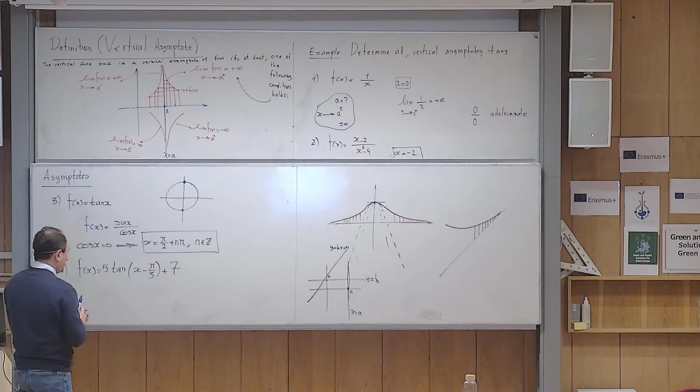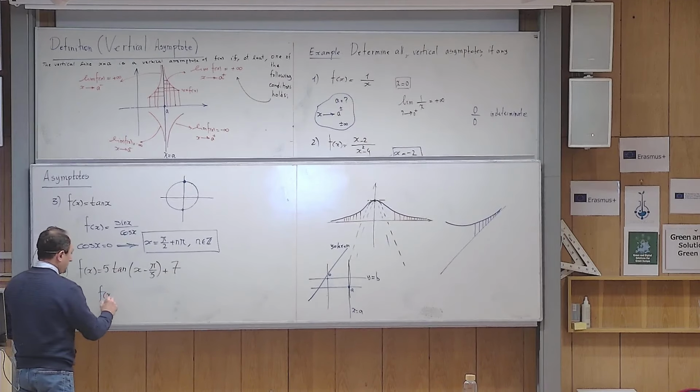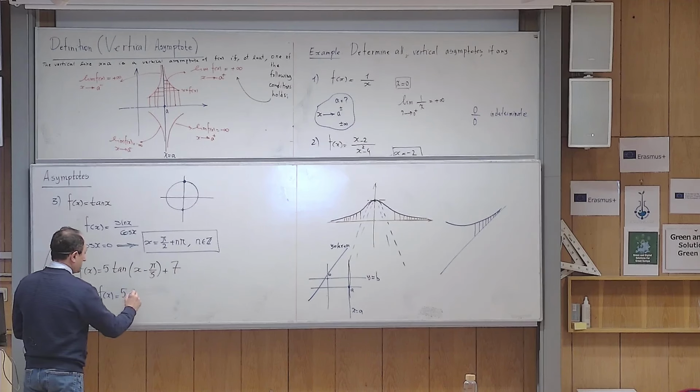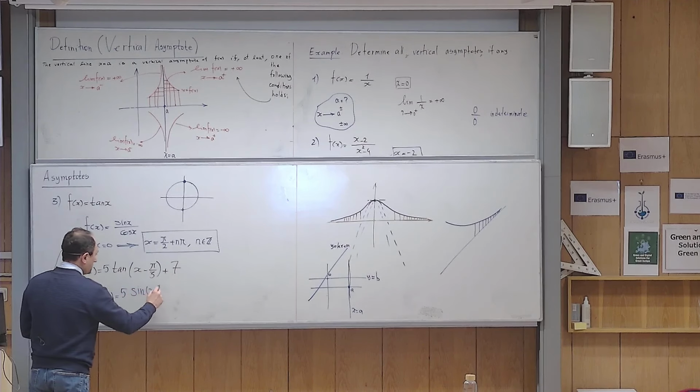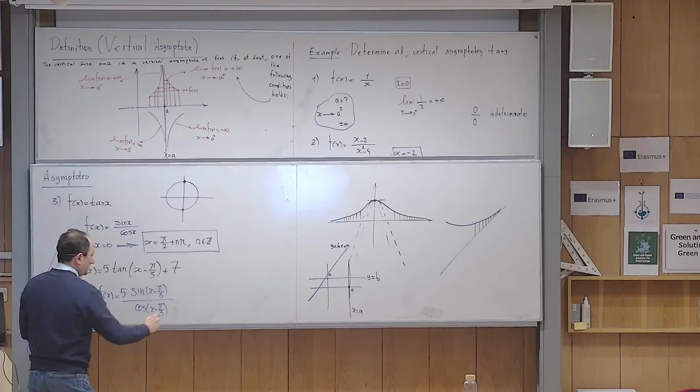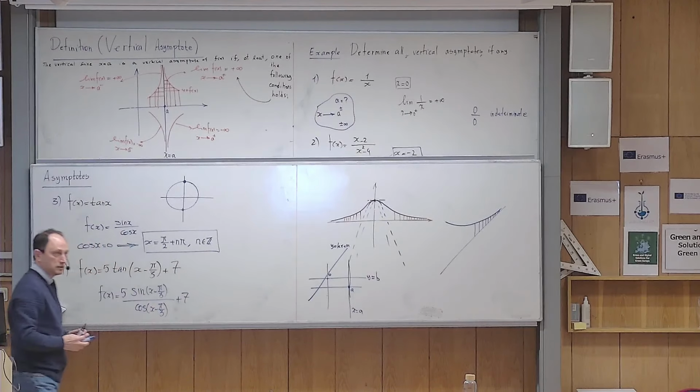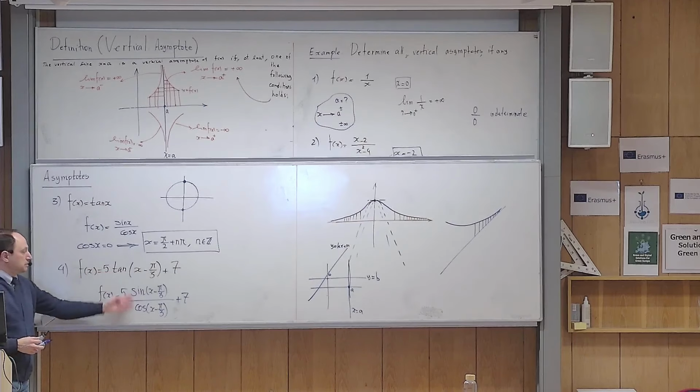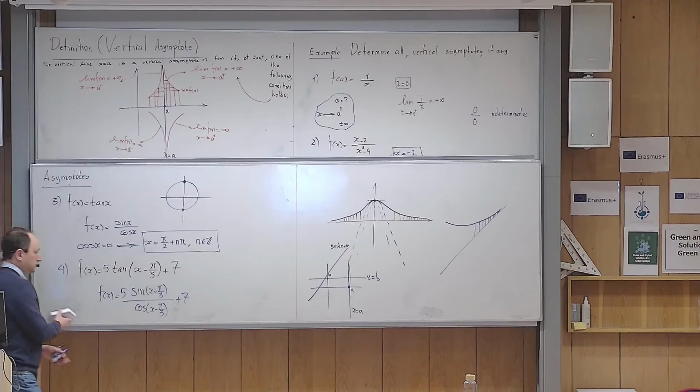I can say that f of x is equal to 5 sine of x minus pi over 3 over cosine of x minus pi over 3, and then I have a plus 7. So it is also an invisible fraction. The candidates are the zeros of the denominator. Yes?